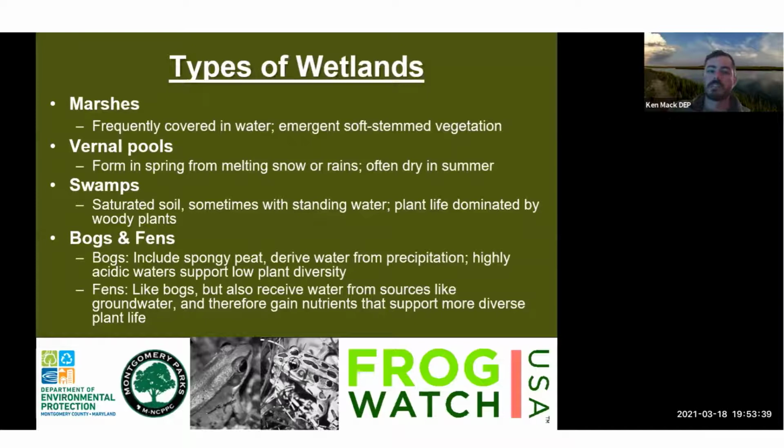Bogs and fens are both dominated by some sort of peat. In a bog, it's usually sphagnum moss. In a fen, it's usually much more diverse than that. We actually have a fen in Montgomery County. There are a lot more nutrients in a fen, so they tend to be these little biodiversity hotspots. It's pretty cool. They're really, really neat wetlands.